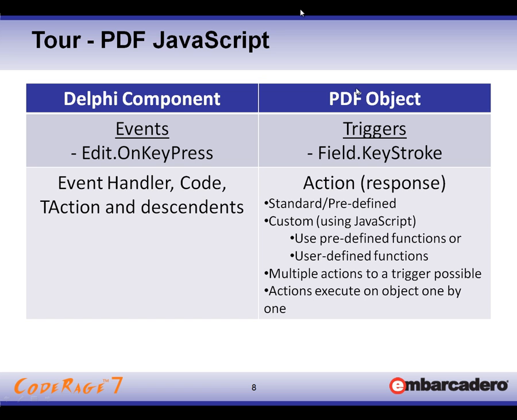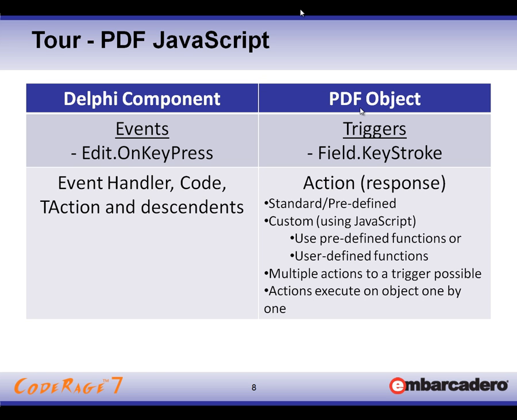So starting from the top, the PDF object, in this case our form field, is similar to a Delphi component, let's say an edit control. Just as the Delphi control has events, PDF objects have triggers, or that's what they're called in PDF terminology. So a field has a keystroke trigger, which roughly corresponds to an edit control's on key press, and actions in PDF correspond actually to the event handler and the code we write in those event handlers. So there's triggers which are similar to events, and there are actions which are similar to the event handlers and the code we write in them, and the actions actually more closely correspond to the T action and its descendants as in Delphi.